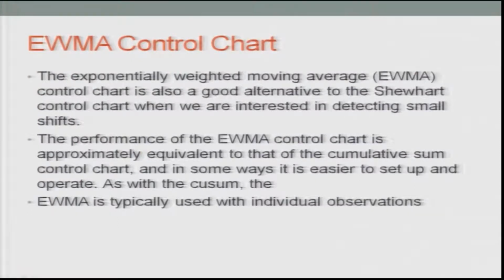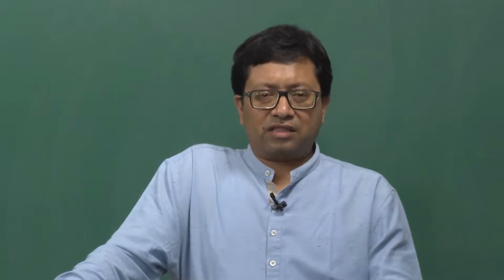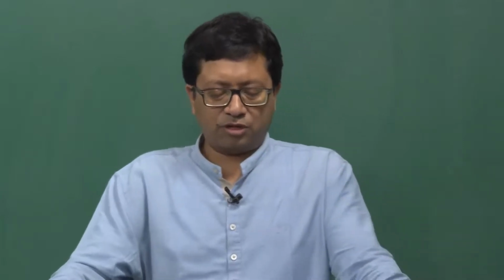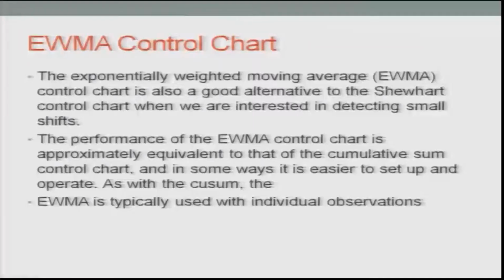So, after the CUSUM charts, which I do understand is a lengthy process and quite involved, we will consider another one, which is the exponentially weighted moving average or EWMA. The control chart is also a good alternative to the Shewhart's control charts, where we are interested in detecting small shifts in the overall process capability. The performance of the exponentially weighted moving average charts is approximately equivalent to that of the cumulative sum control charts, and in some ways it is easier to set up and operate than the CUSUM charts. The EWMA is typically used for individual observations, and based on that we do our calculations accordingly.